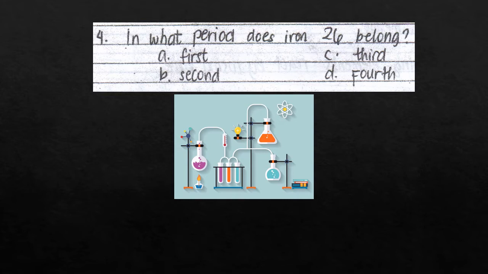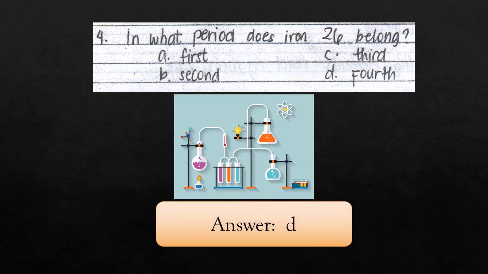Number 4. In what period does iron 26 belong? Letter A, first, letter B, second, letter C, third, or letter D, fourth? Now the answer is letter D, fourth.